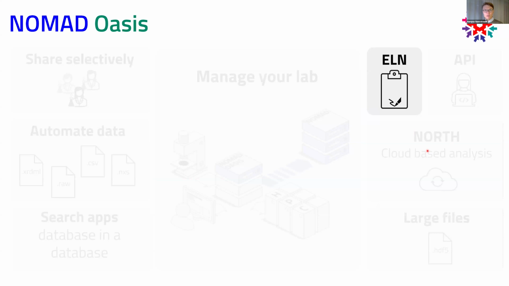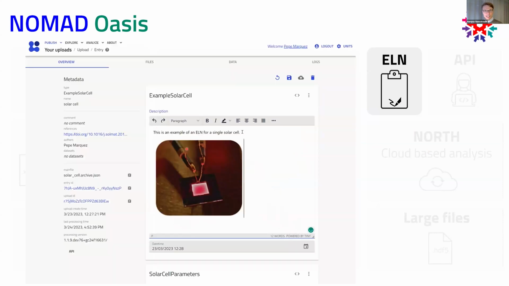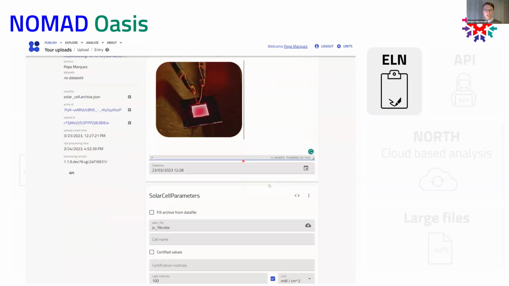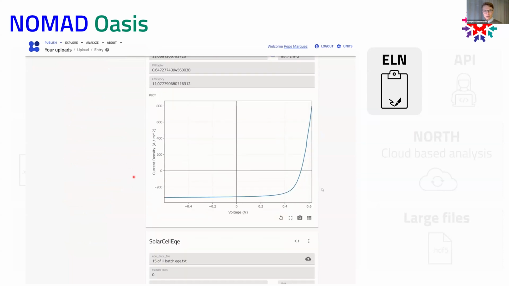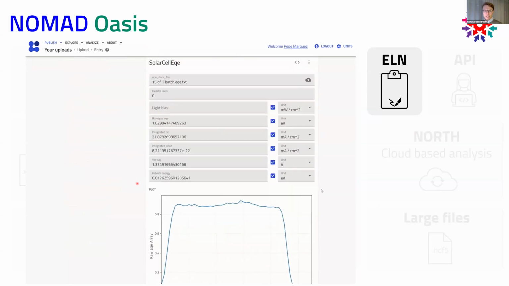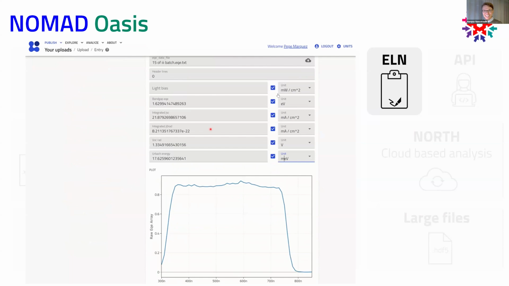But what we really believe in NOMAD is that in addition to having some general field where you can put text, NOMAD is really built on this structured data, right? So we let people define structured electronic lab notebooks where people can input their data and where NOMAD understands their data. So here is some data, for example, where we can change the units, and since NOMAD understands what this data is, we can actually change this data, we can visualize this data, we can search by this data, and so on.